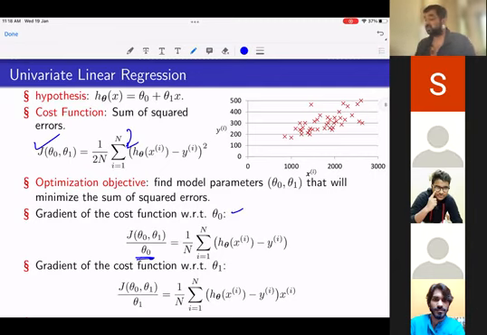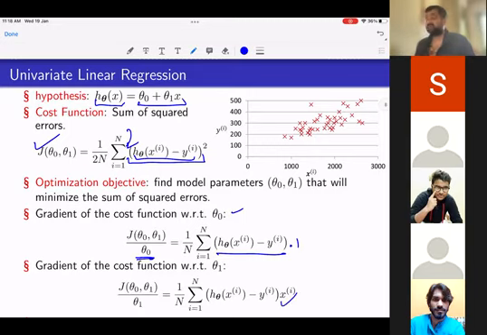And if you apply the chain rule, then this and the derivative of this inside thing, that is h theta, with respect to theta 0. If you take the derivative of h theta with respect to theta 0, it is 1. So that's why it is not written, but it is actually multiplied with 1. Similarly with theta 1, the second term of the chain rule will give you x.